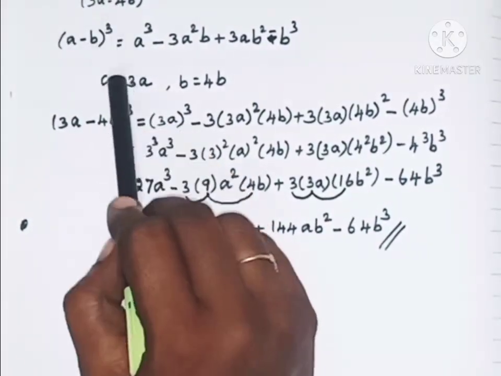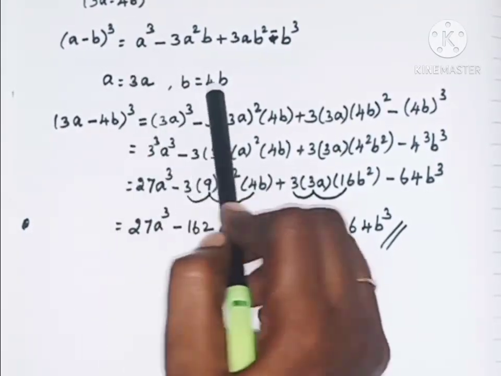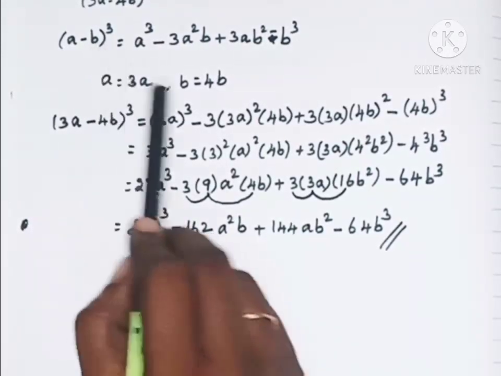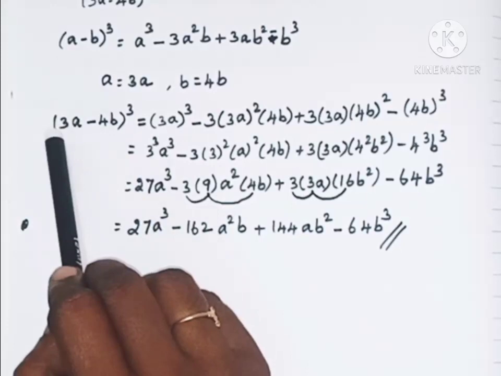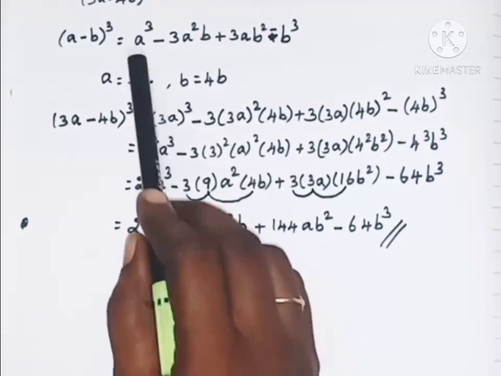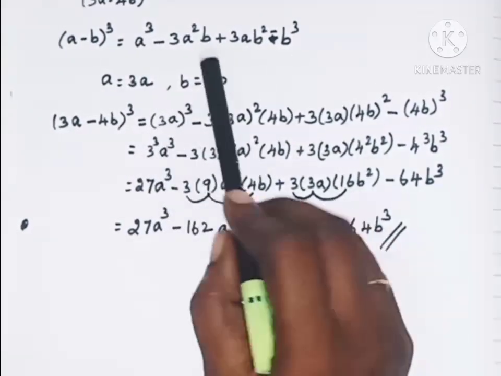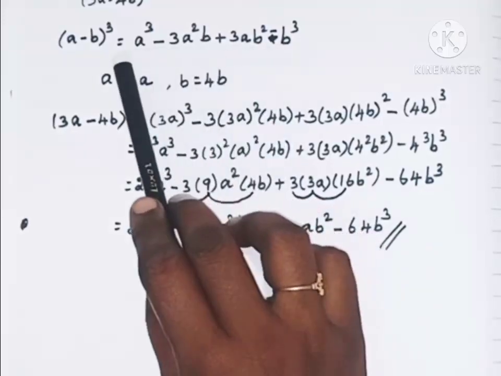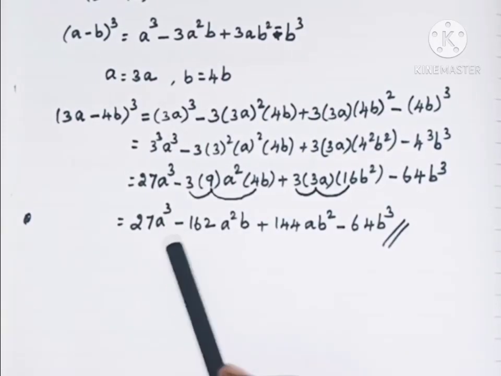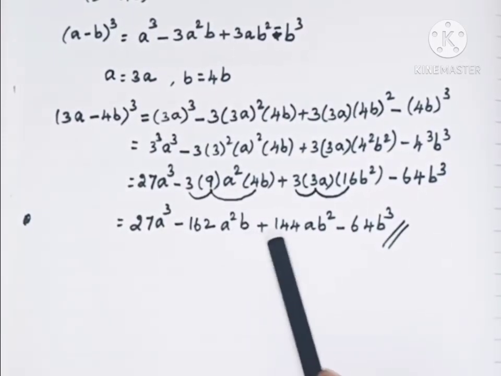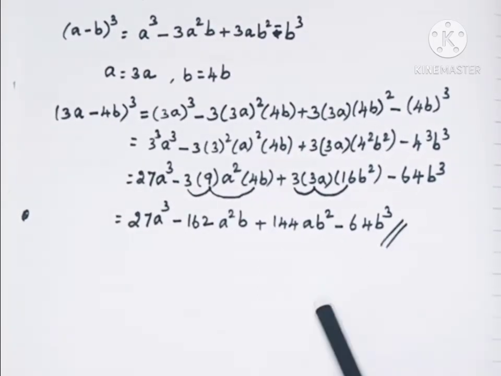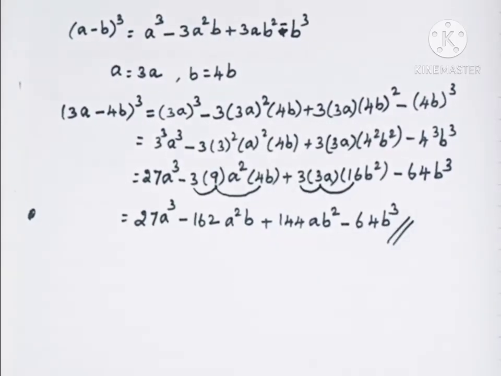So substitute a is equal to 3a and b is equal to 4b. So in the place of a we have to put 3a and in the place of b we have to put 4b. So (3a − 4b)³ is equal to, substitute 3a in the place of a and substitute 4b in the place of b in this identity. So after simplifying this we get 27a³ − 162a²b + 144ab² − 64b³.